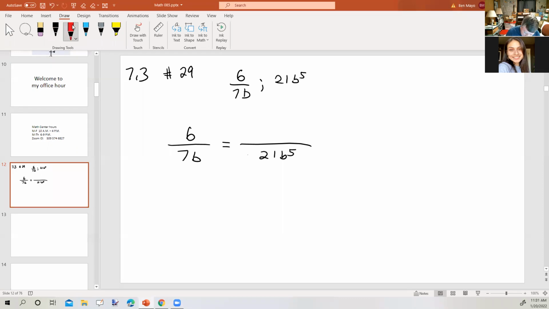To do that, I need to multiply the bottom, the 7b, by whatever it takes to make it into 21b to the 5th. Well, 7 times 3 is 21. B times b to the 4th is b to the 5th. So we need to multiply the denominator by 3b to the 4th, which means we also need to multiply the numerator by 3b to the 4th, which means our new numerator is 18b to the 4th. So here's the final answer.